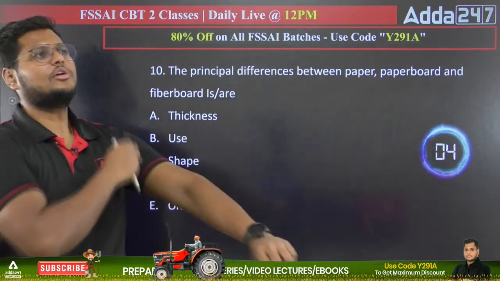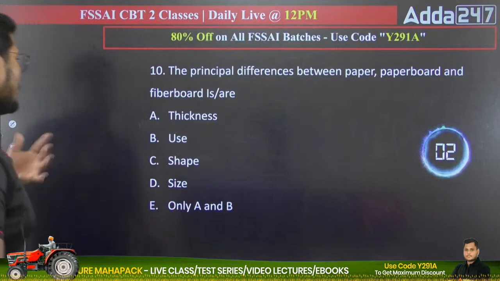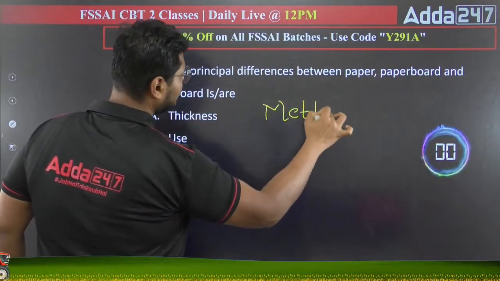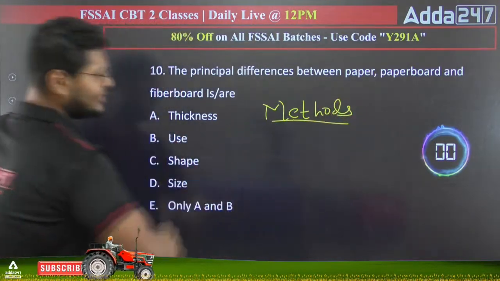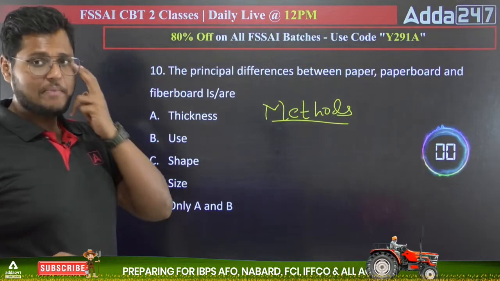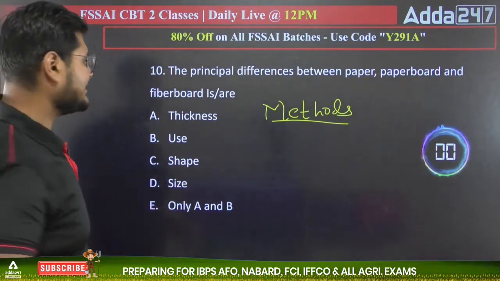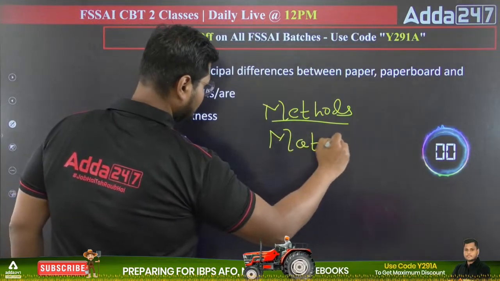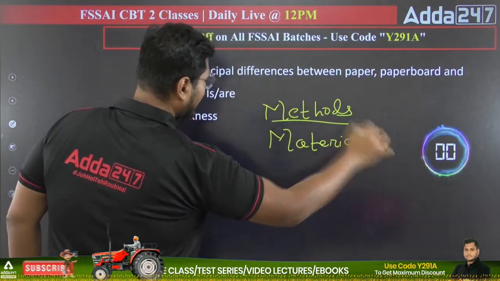Let me tell you, if you have not enrolled in any batches, what you need to study. You have to study about different packaging methods, especially your novel packaging methods. What is active packaging, intelligent packaging, bioactive packaging, what is MAP, what is aseptic packaging. Then you have to study about packaging materials. These two are the most important points.